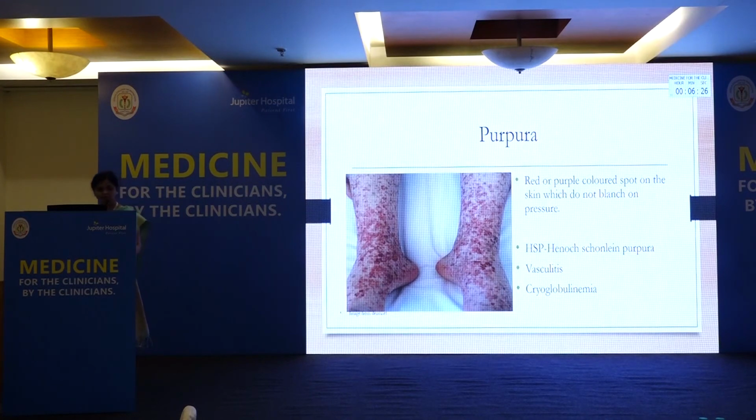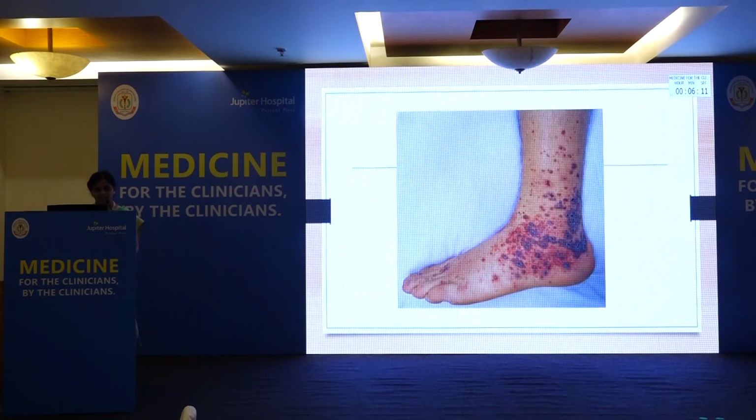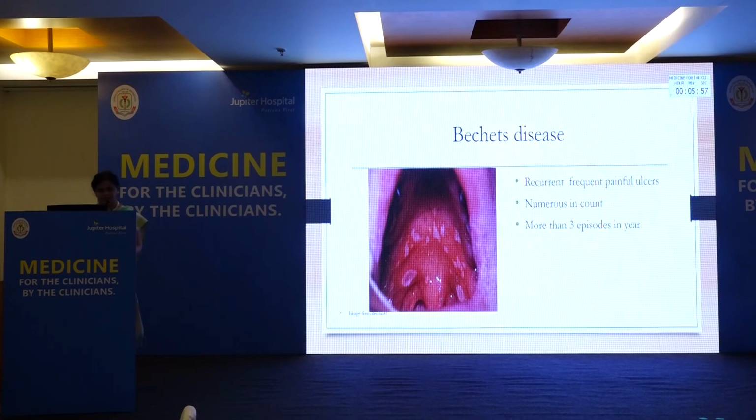Then this is the purpura kind of rash. These are red purple colored spots present on the skin which do not blanch on pressure, and we can see such a rash in HSP, vasculitis and cryoglobulinemia. These are the other vasculitic rashes which we can see in leukocytoclastic vasculitis, or Wegener's or Churg-Strauss, and in secondary vasculitis due to other rheumatological conditions like lupus or RA.